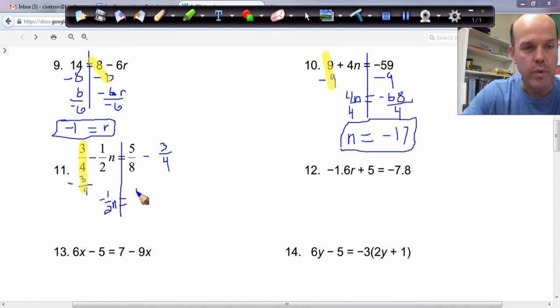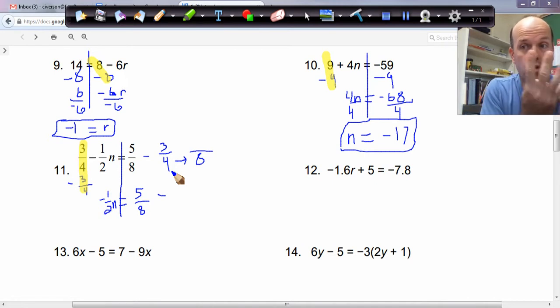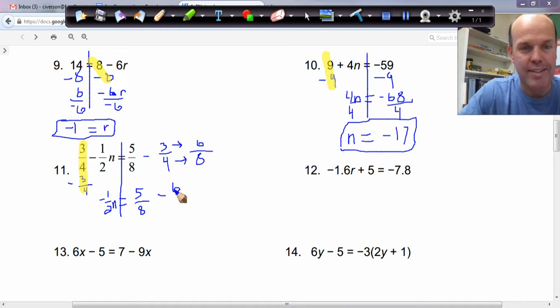Well, we want a common denominator, so let's keep the 8. Now I gotta change 3/4 into 8s. So if I want to change this to an 8, the 4, what did I multiply 4 by to get 8? 4 times 2 is 8. So I got to multiply the top times 2, 3 times 2, and get 6. So I got to get 6 8ths.